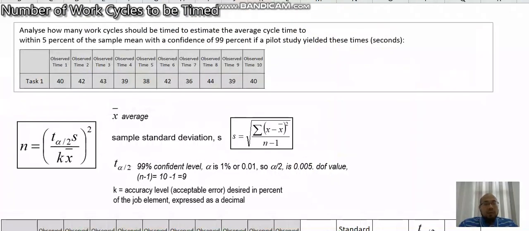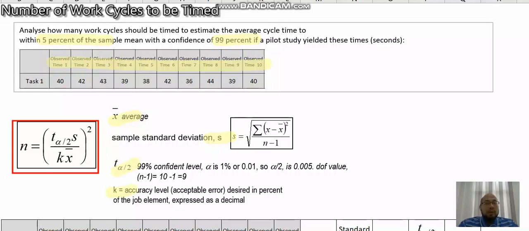Example 2. Okay. So analyze how many work cycles should be timed to estimate the average cycle time to within 5% of the sample mean with a confidence level of 99%. Given here, we have 10 initial observation times for task 1. Again, using the same formula, we have to find all these values: the average, the standard deviation, the t alpha divided by 2 value from the t distribution table, and the accuracy level K.